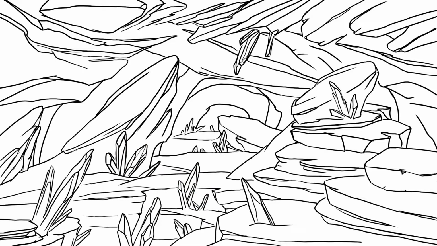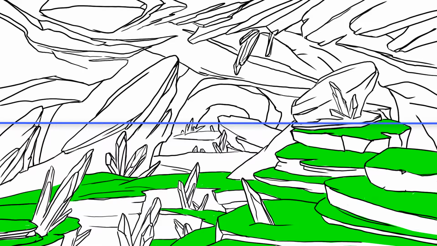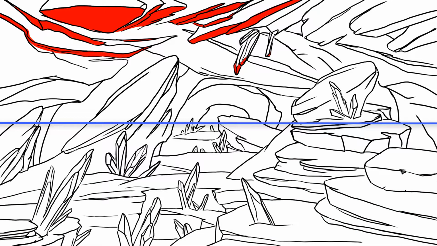As for the third rule, I'm using perspective by making the crystals smaller around this area to give the impression that they are farther away in the distance. My horizon line is in the middle of my picture, so I drew the rocks below the horizon line to show more of the top faces of the rocks, and the rocks above to show more of the undersides.